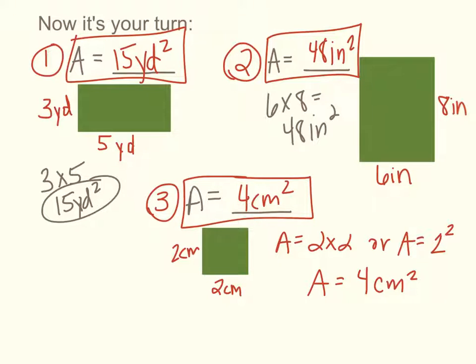So you'll see the answers on the screen. For number 1, you should have gotten 15 yards squared. For number 2, 48 inches squared. And for number 3, 4 centimeters squared. And you'll see for my third example, I have both methods shown so you can see both examples.